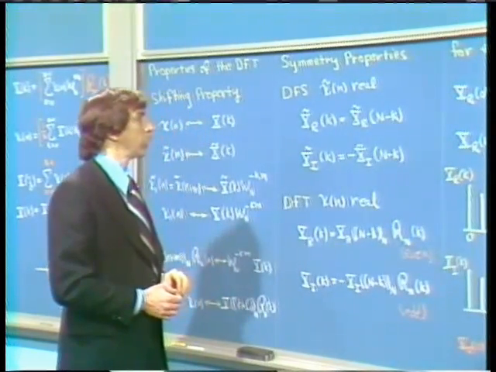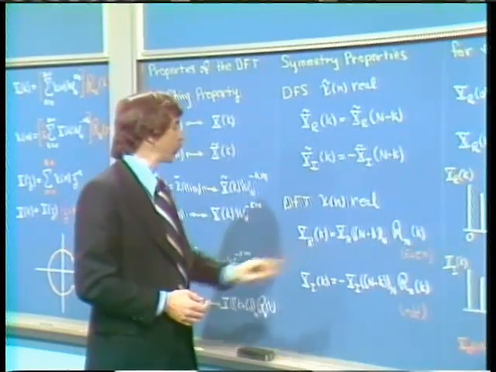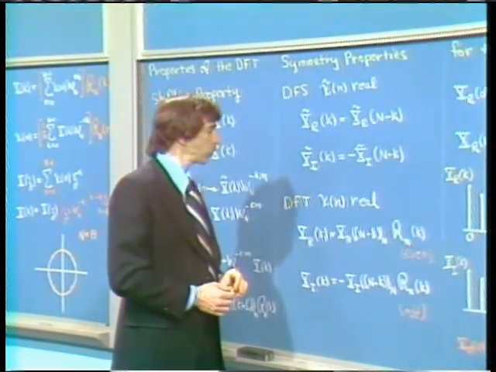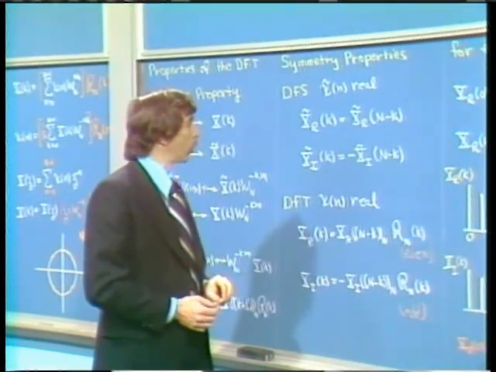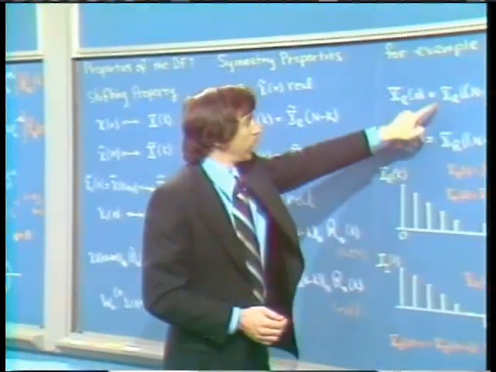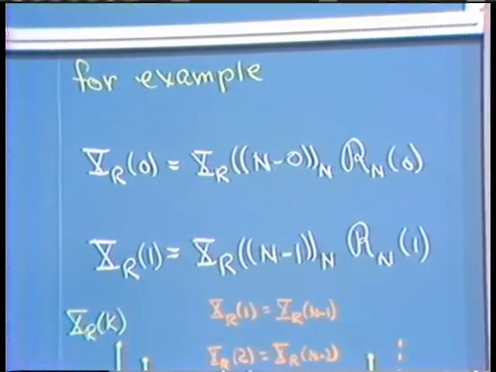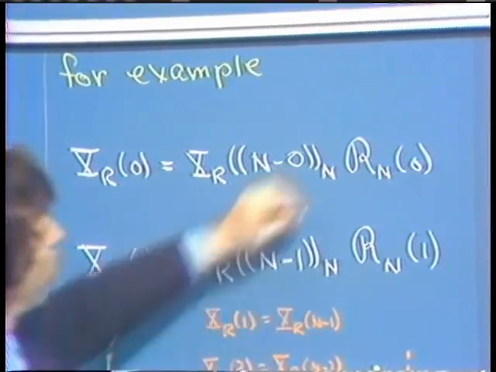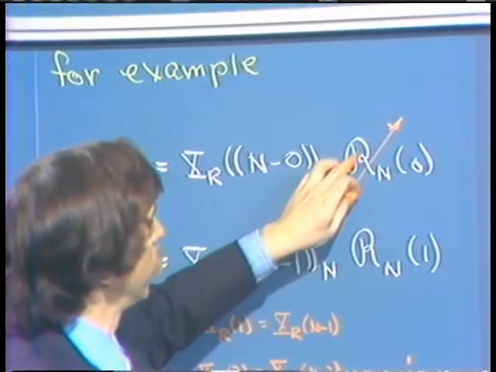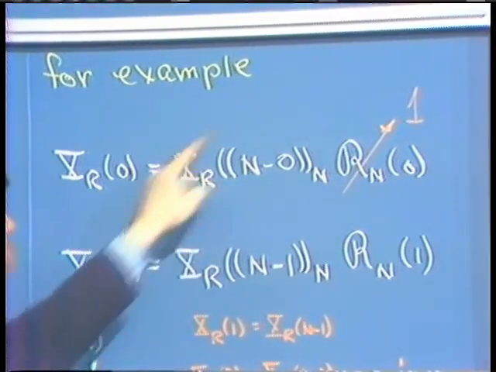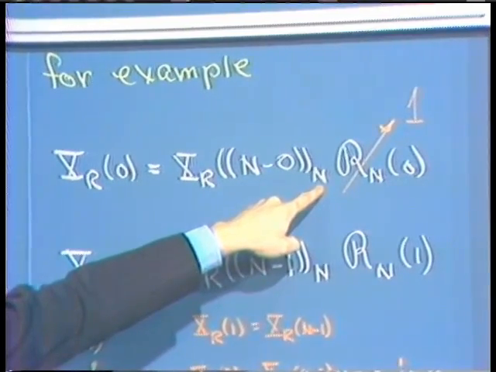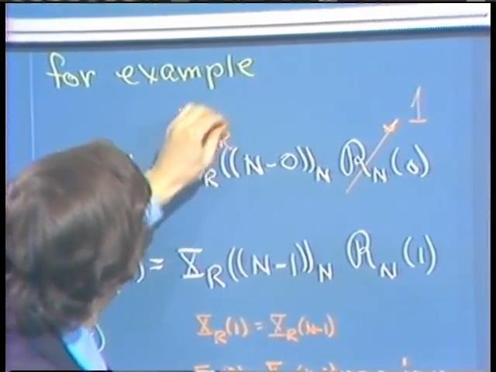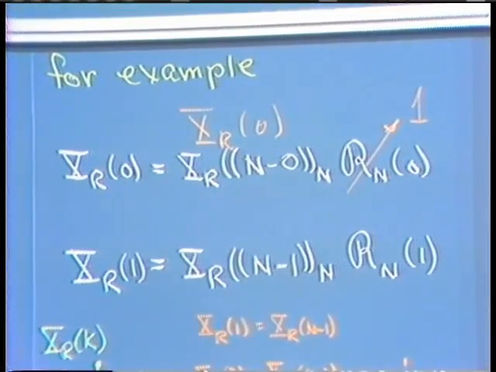Let's look, for example, at what this implies for k equal to 0 or for k equal to 1. For k equal to 0, we have capital X sub r of 0 is x sub r of n minus 0 modulo capital N times r sub n of 0. Well, r sub n of 0, according to the way that we've defined this rectangular window, is unity. And what is all this equal to? Well, it's capital N modulo capital N, which is 0. In other words, this argument is 0. This simply is a trivial statement that says that x sub r of 0 is equal to x sub r of 0, and that really doesn't tell us too much.